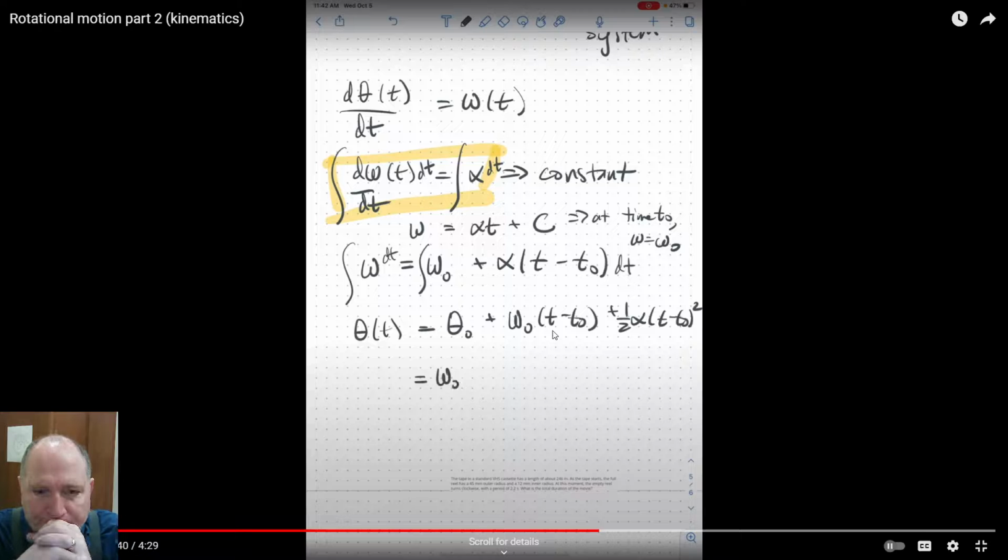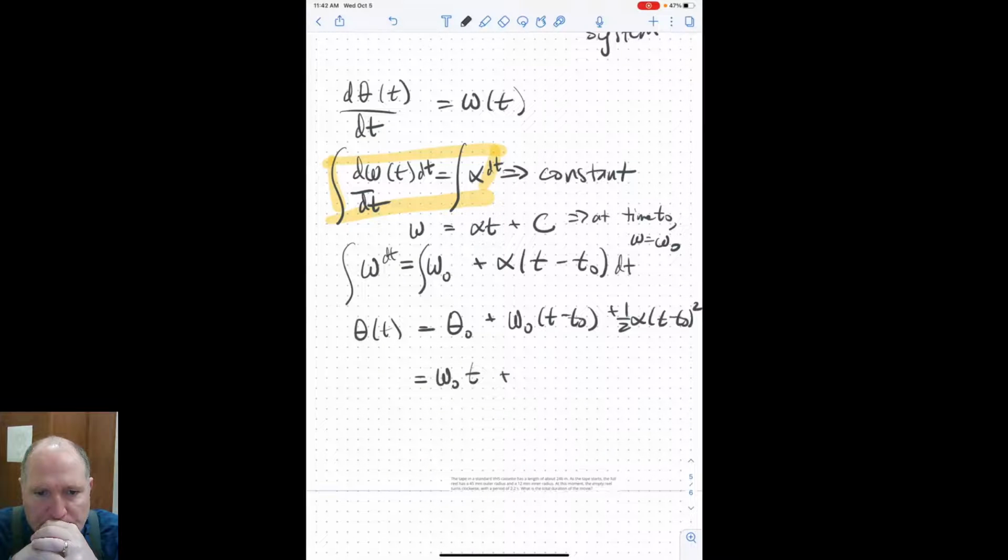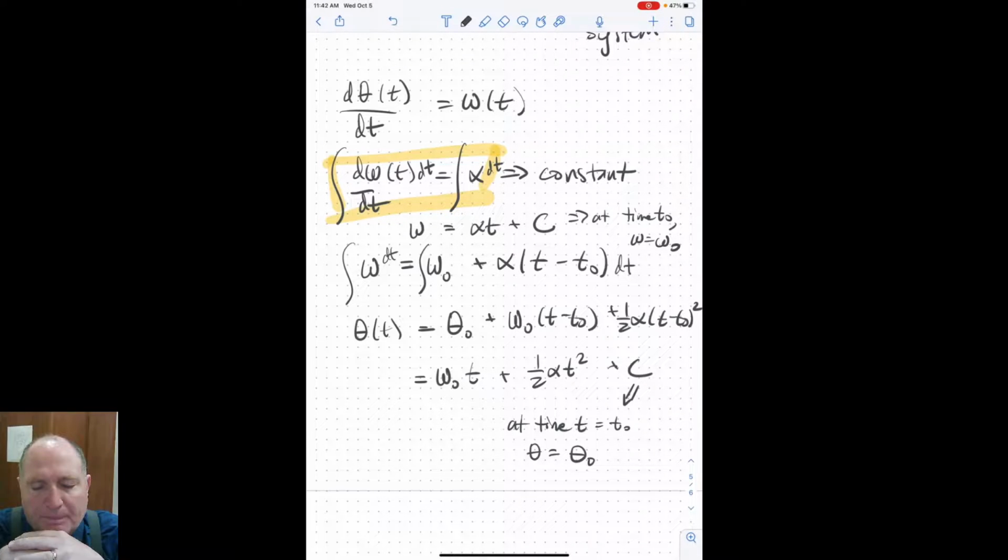Finding omega naught t plus 1/2 alpha t squared plus some constant, and then we're going to set our constant such that at time t equals t naught, theta equals theta naught, and the way to do that is by putting everything in terms of these constants. Very cool. Sorry, I should have let her just do it.